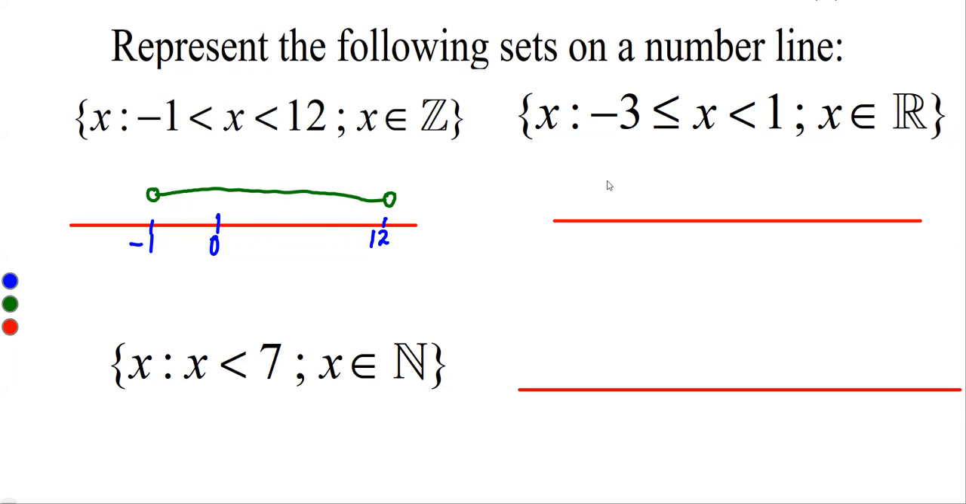That's our answer like that. What about here? What do we see here? -3 to 1, real numbers. Okay, let's have our 0 there, our -3, our 1.